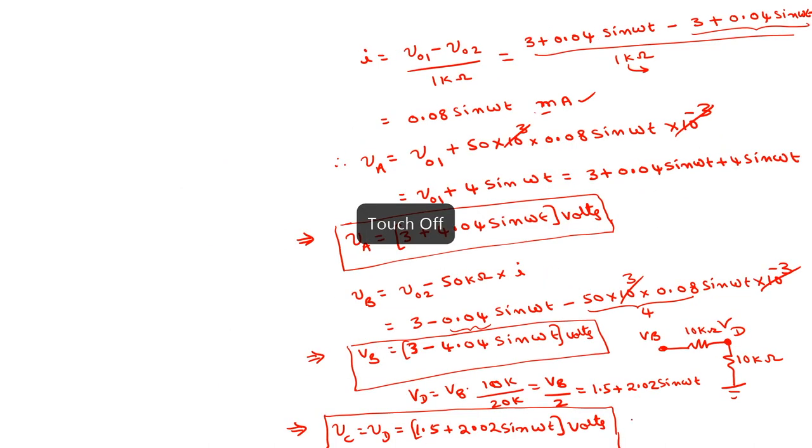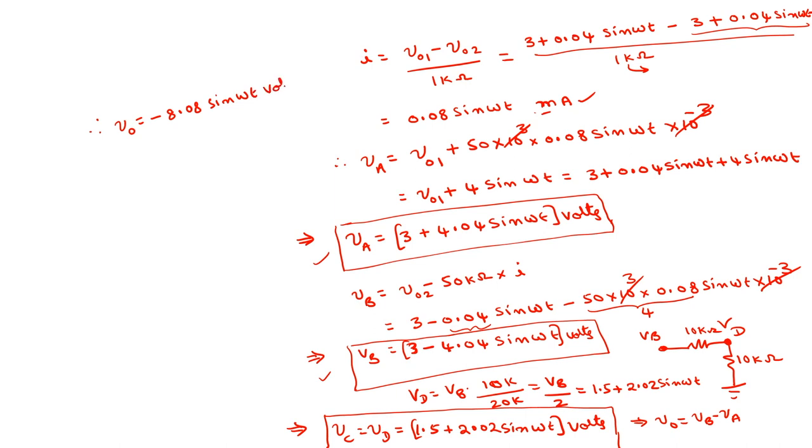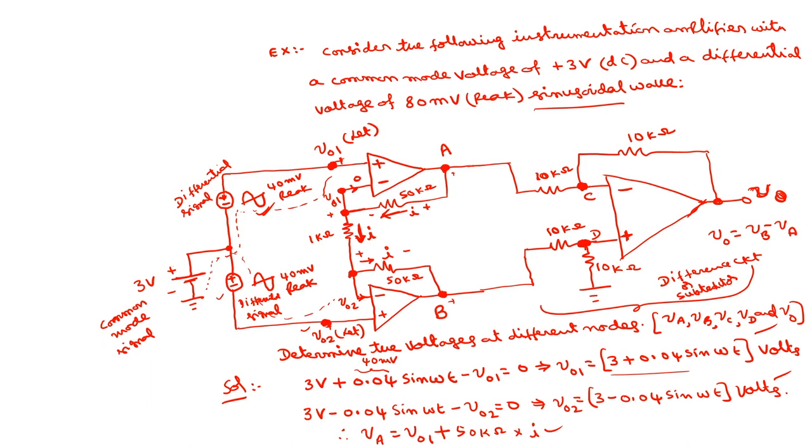So what is V0? V0 is equal to VB minus VA. If I subtract VA from this VB, the 3 and 3 get cancelled, and you will get minus, therefore V0 is equal to minus 8.08 sin omega t volts. So this is about this circuit. Next we will discuss some examples on finding the CMRR of a given circuit. Thank you.